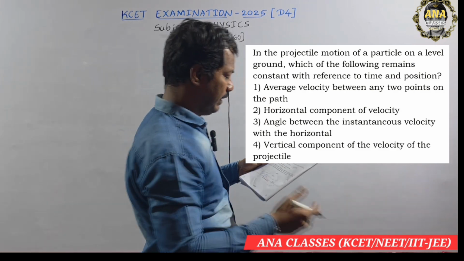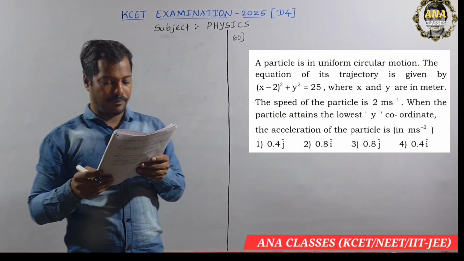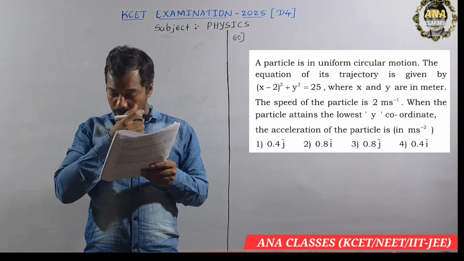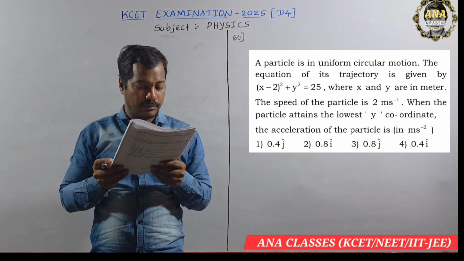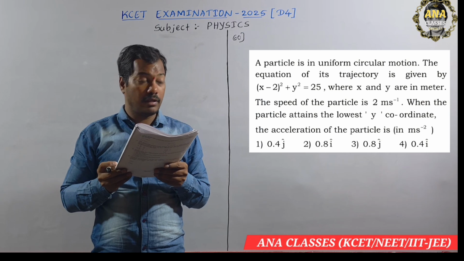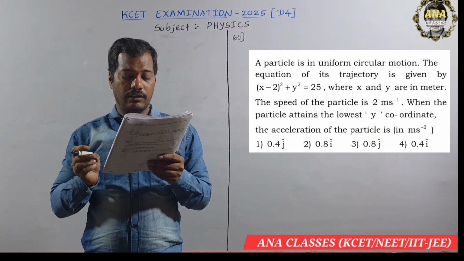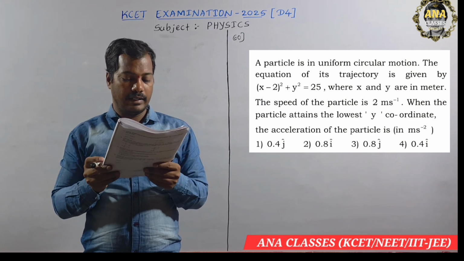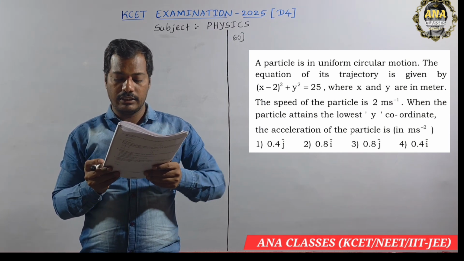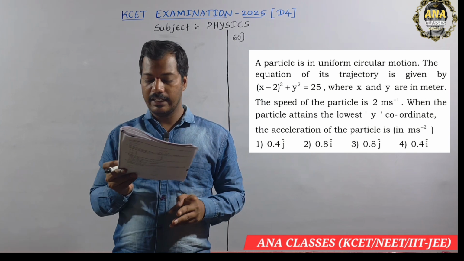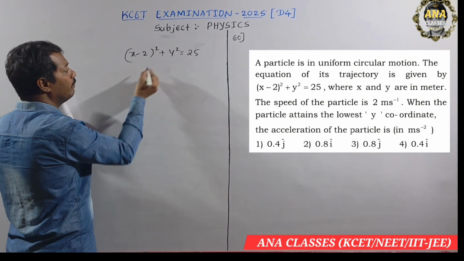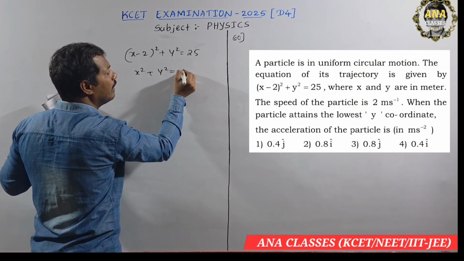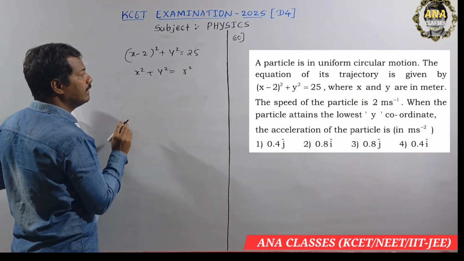Question number 60, the last question. A particle is in uniform circular motion with the trajectory given by (x minus 2) whole square plus y square is equal to 25, where x and y are in meter. The speed of the particle is 2 meter per second when the particle attains the lowest y coordinate. The acceleration of the particle in meter per second square is? This is in the form x square plus y square is equal to a square, which we call r square, because we get the radius here.